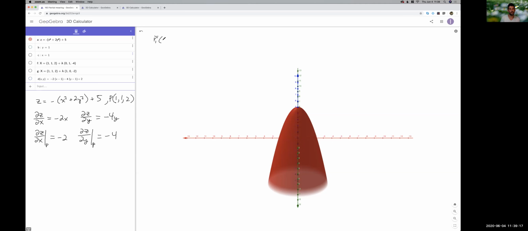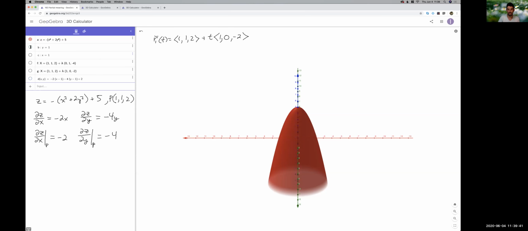So r1 of t, I want it to go through the point 1, 1, 2. This is going to be the one in the x direction. So I want x to be non-zero. The y will not change. And the z is going to change by the amount given by the partial derivative, -2. So let's look at this before we look at the other one.